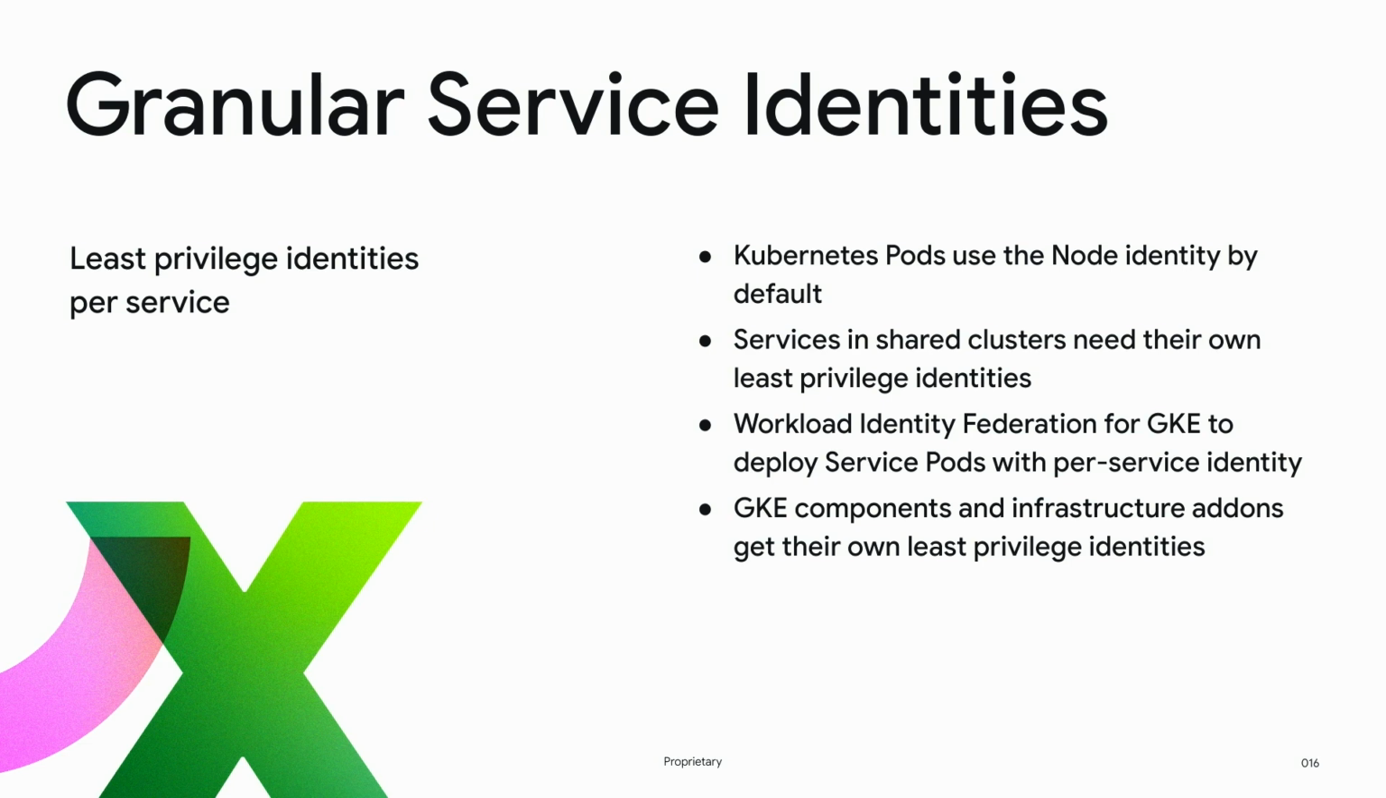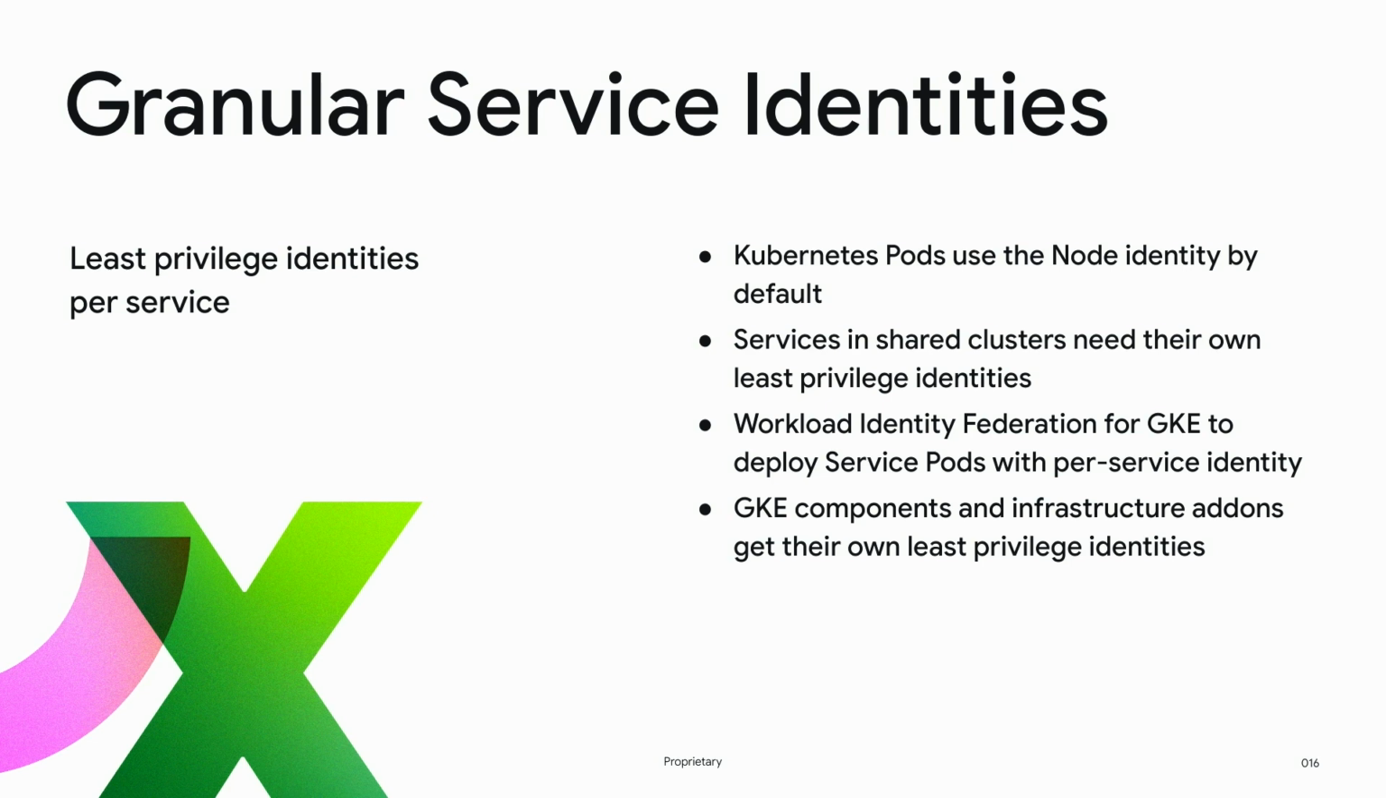To ensure least privilege identities, we use GKE Workload Identity Federation. This allows us to deploy pods with per-service identities, ensuring that each service has only the permission it needs to run. For instance, a friend service might have permission to access a friend's database, but the other services running alongside it will not be given permission to that same database.